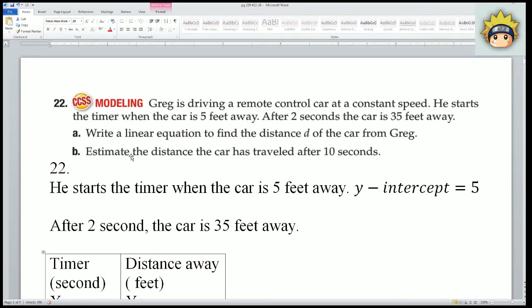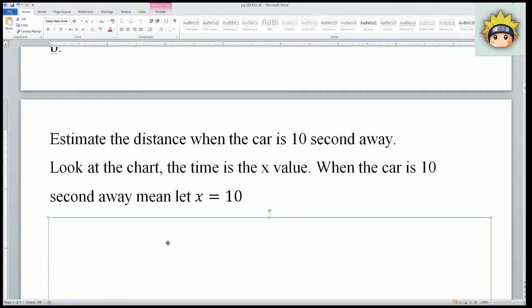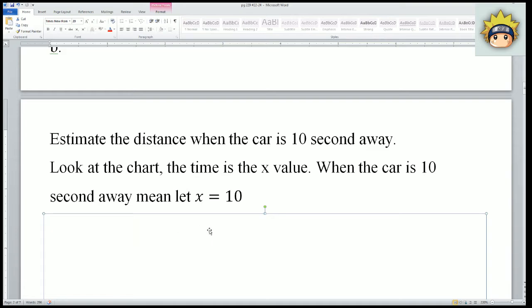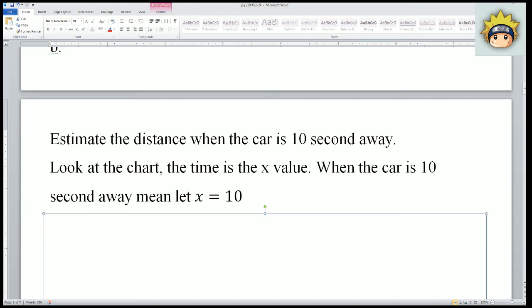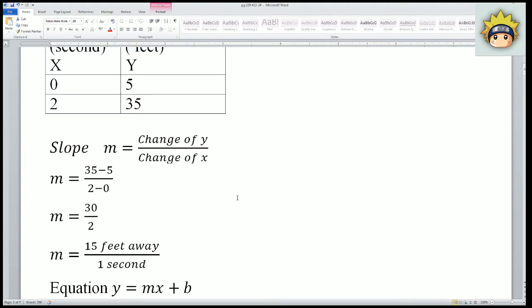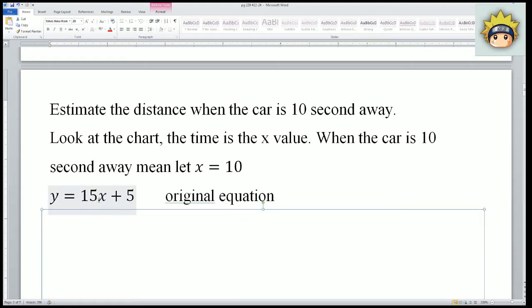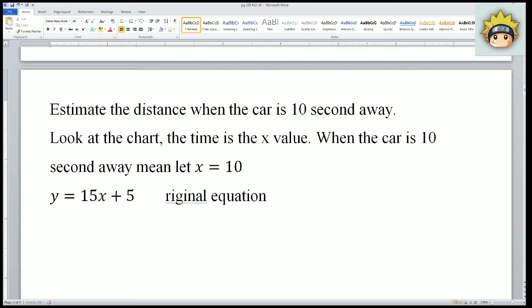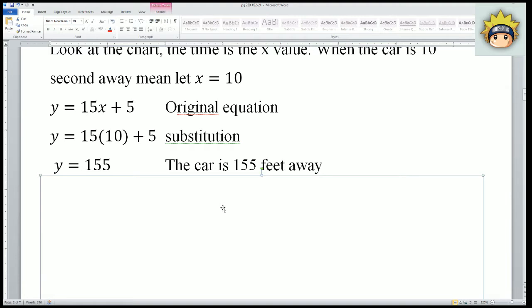B says estimate the distance the car has traveled after 10 seconds. You're looking at the chart. The time is the x value, so when the time is 10 seconds, that means x is equal to 10. Hopefully that makes sense to you. Review what I just said if it doesn't. Here's my original equation. I want to substitute x equals 10. 15 times 10 is 150, plus 5 is 155.